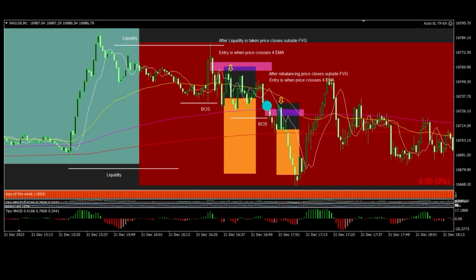Price also creates a second entry when this break of structure occurs. It retraces back into this fair value gap and then closes again below the 4 EMA. And you could also pyramid your trade off of that move, as we see that there's liquidity over here that price is reaching for.